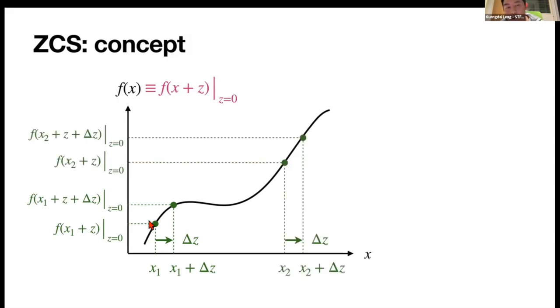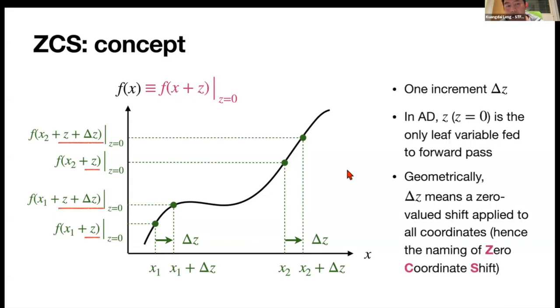And for the second point, I'm doing the same, using the same increment conceptually. So here we have only one increment. This means that in AD, z, which equals 0, will be the only leaf variable fed to the forward path. And here I'm showing 2 points, but of course, this z can be shared by millions of points. So geometrically, this delta z means a 0 valued shift applied to all the coordinates. This is why we name our method zero coordinate shift.